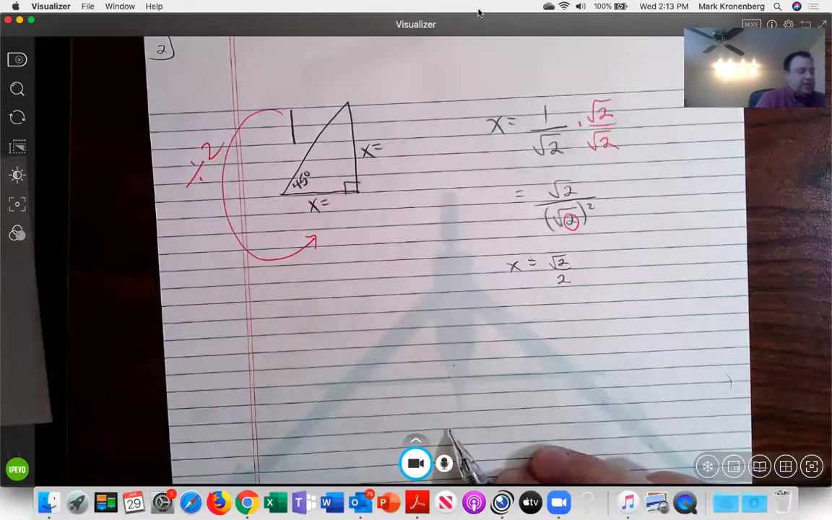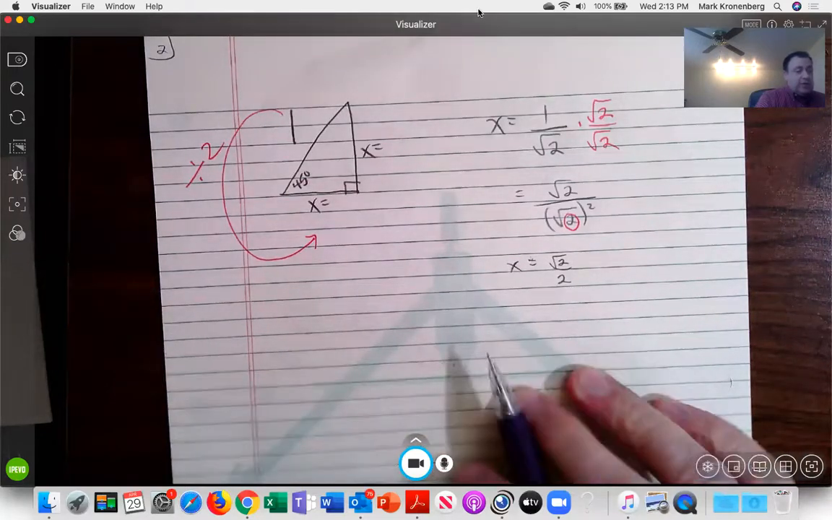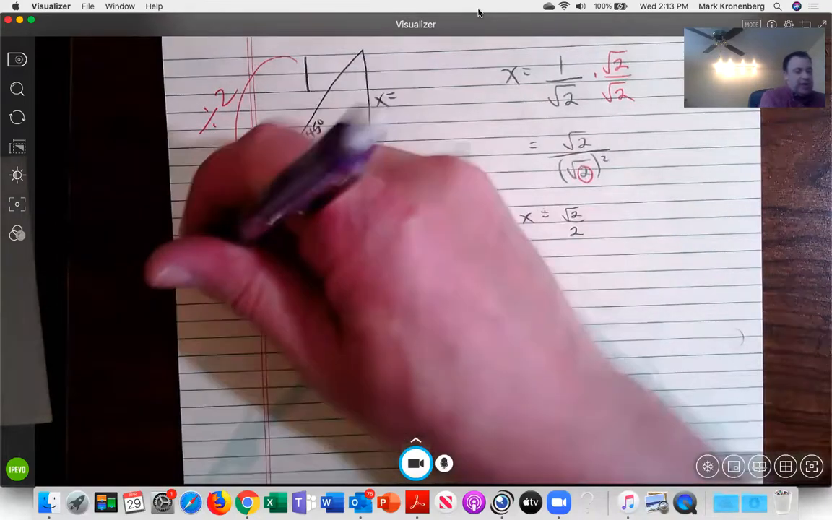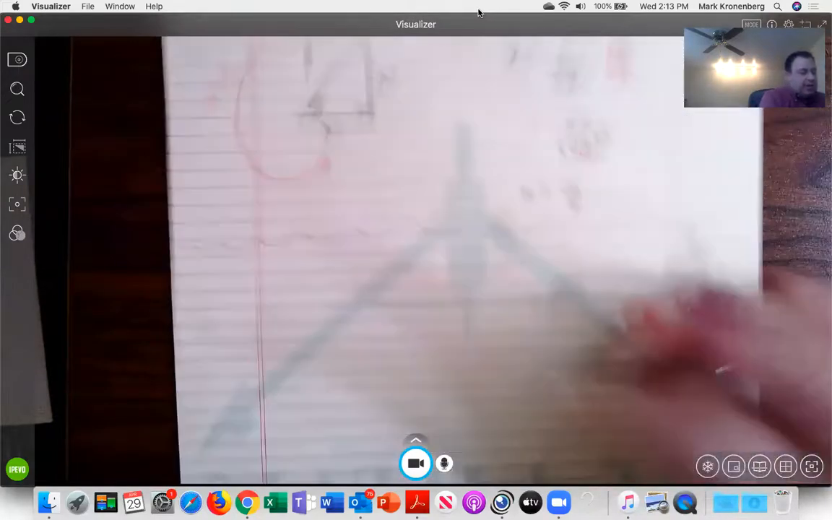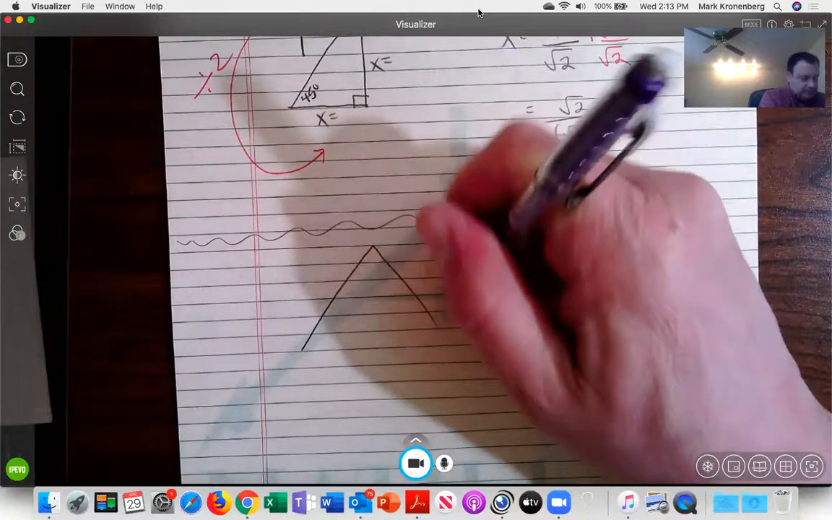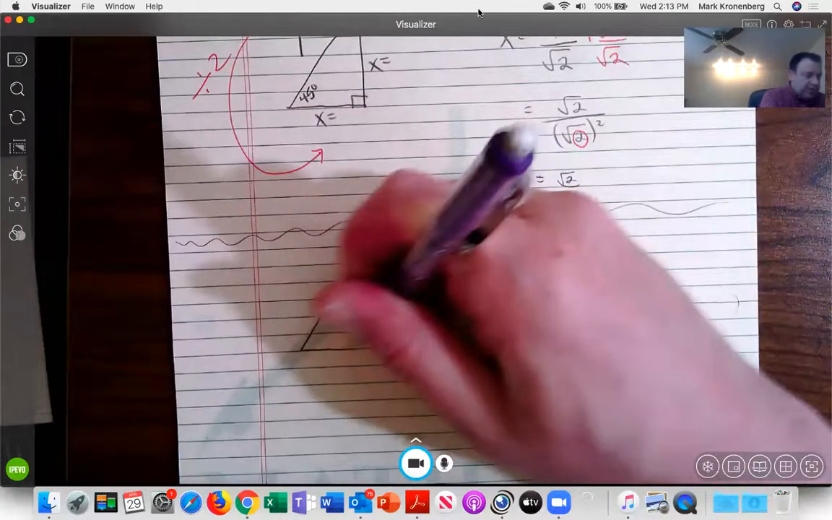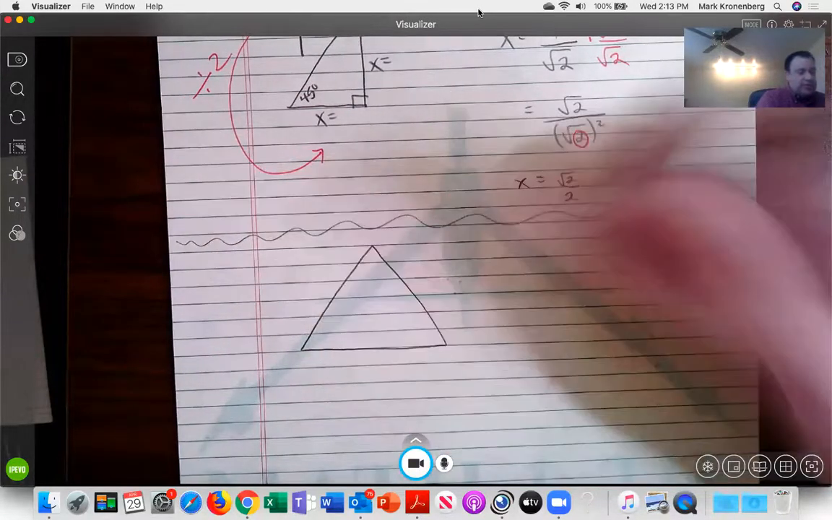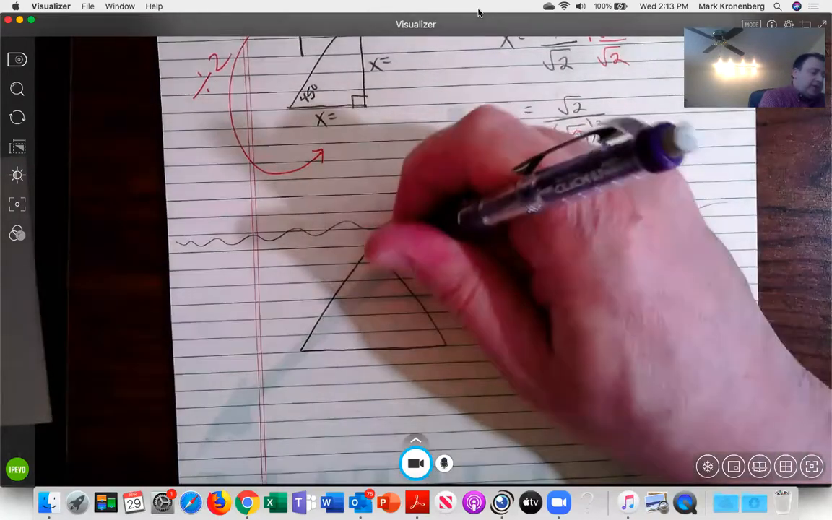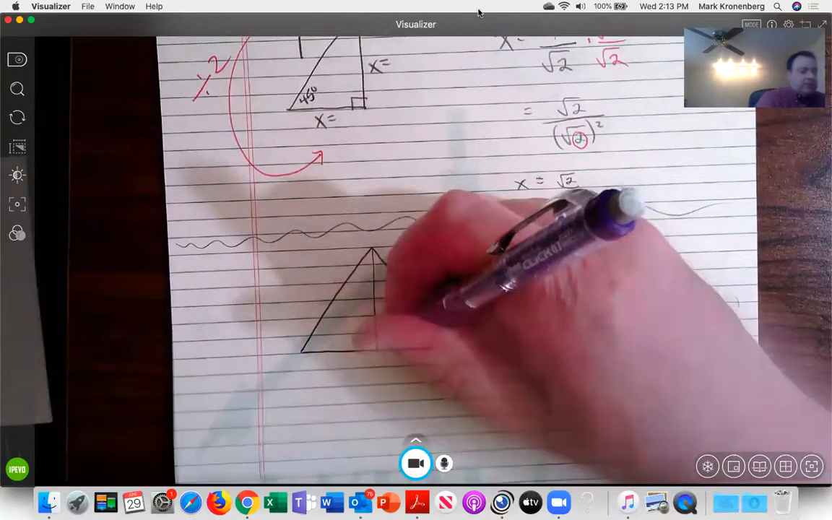Okay, let's talk about the 30, 60, 90 triangle. So instead of splitting a square, we'll now split an equilateral triangle in half. So let's take a look. The equilateral triangle is also equiangular, because we know congruent sides are opposite congruent angles. So let's say we split the triangle like this, and we end up with 2 congruent triangles.